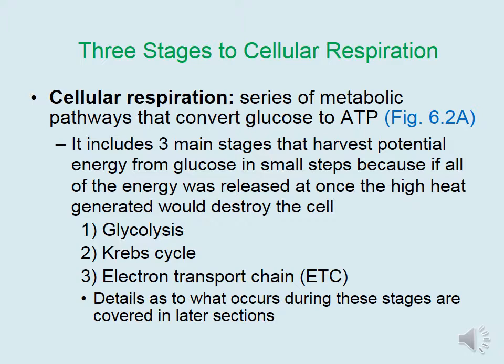Cellular respiration refers to the series of metabolic pathways that convert glucose to ATP. It includes three main stages that harvest potential energy from glucose in small steps, because if all of the energy was released from the chemical bonds in glucose at once, the high heat generated would actually start your cells on fire. The three main stages include glycolysis, the Krebs cycle, and the electron transport chain. The details as to what occurs during these stages will be discussed as we progress through these unit lectures.